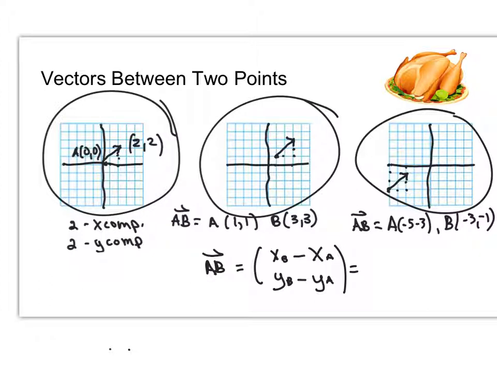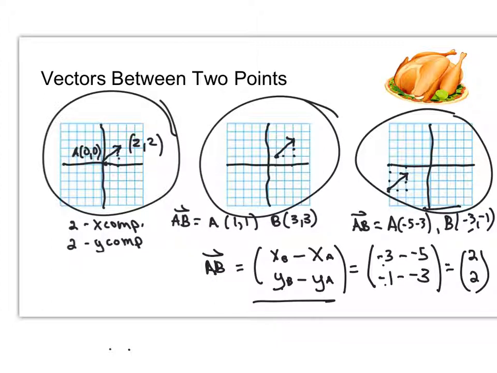For instance, if we take our third vector over here and we want to put this in component form, the x component of B is -3, and then we're going to subtract negative 5, the x component of point A, and then for the y component of B, that's negative 1, we're going to subtract the y component of point A, which is negative 3, which ends up being negative 3 plus 5, which is 2, and negative 1 plus 3, which is also 2. So that's the formula for finding the vector in component form.